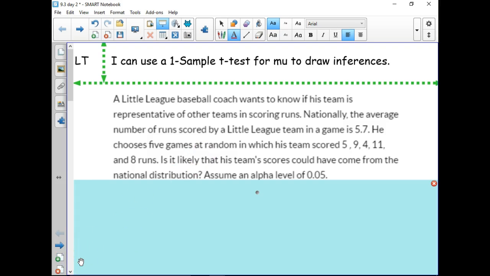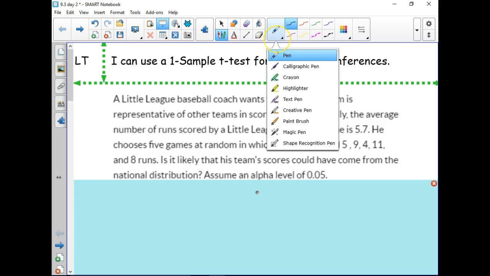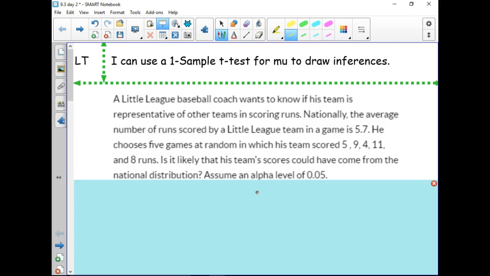We're reading through the problem, and we've already read through it, and we know right now that there is a claim. And the claim is nationally the average runs in a game is 5.7. So I'm going to highlight that. Now this coach chooses 5 games at random, and he records the runs. So this is important as well: 5, 9, 4, 11, and 8. Is it likely that his team scores could have come from the national distribution? Assume an alpha level of 0.05.